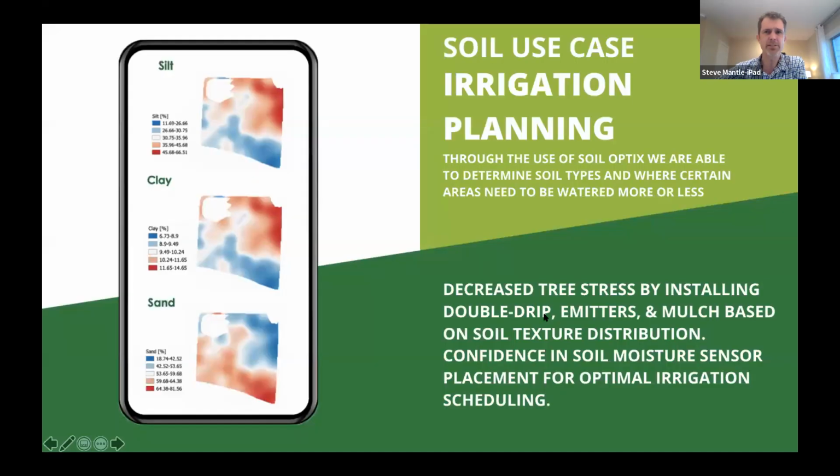So a couple different use cases I want to share out. One, we already talked about irrigation planning. One of the things we didn't have time to slip in there with Jared's presentation was that one of the strengths of SoilOptix is mapping the texture. At a glance, you can see where's the silt, where's the clay, where's the sand, what does that variability look like? And then again, overlay, well, what does the actual crop stress look like? Bring that together.